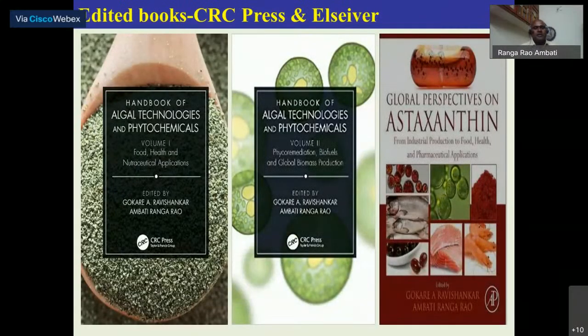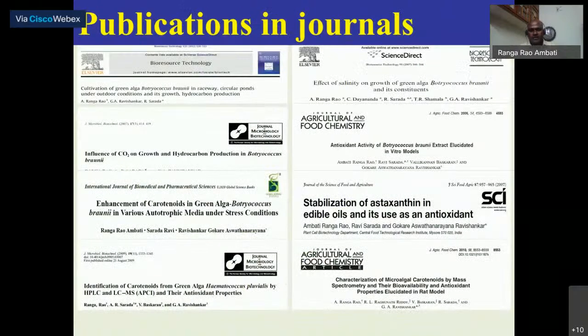So these are some of the books we published. The Handbook of Algal Technologies for food, health, and nutraceutical applications from CRC Press, and volume 2 we also published, on phycoremediation, biofuels, and global biomass production. And recently, this book, Global Perspective of Astaxanthin, we edited through Elsevier publishers. It may be published next month, April 2020. This book is scheduled to be published then. Myself and Dr. J. Ravishankar are both editors for this book. And these are some of the publications of my work.